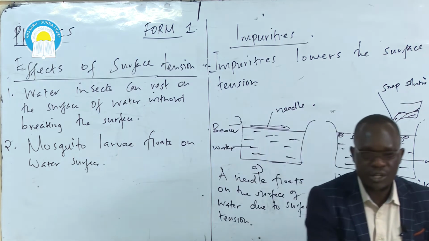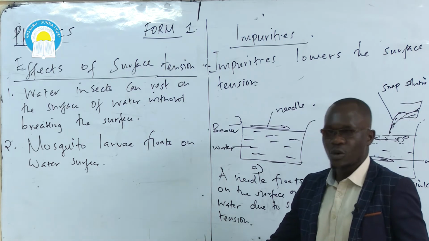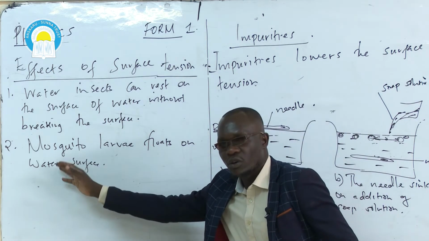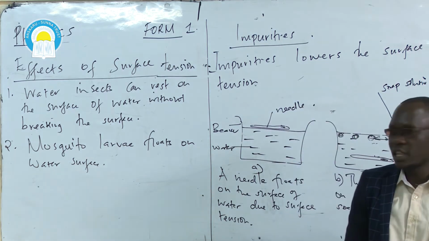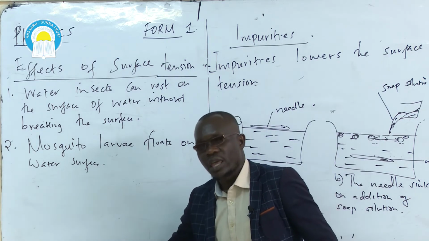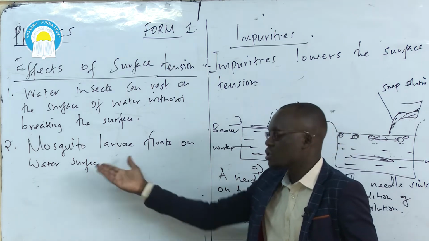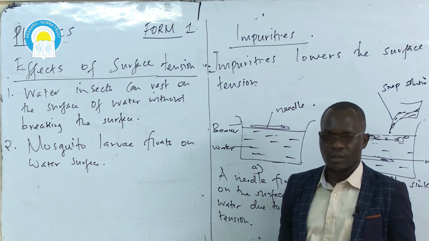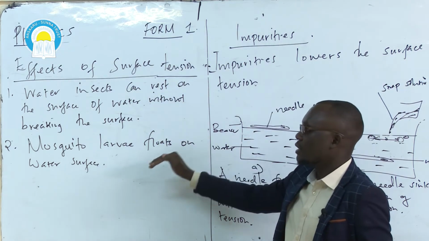When you oil the surface, what happens? The oil is an impurity. So it breaks the surface tension of water. Therefore, any mosquito coming to lay eggs on the surface, the eggs will not float on the surface. And therefore, they will sink. And there will be no hatching. And you will have broken the cycle of a mosquito. So those are what you are calling effects of surface tension.